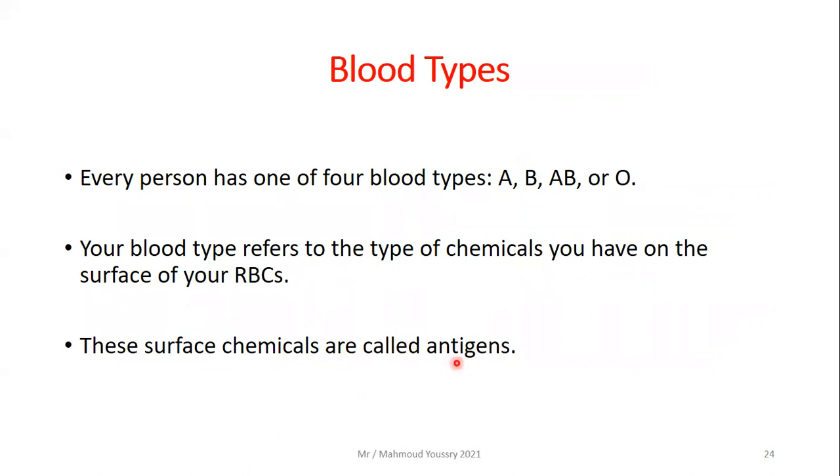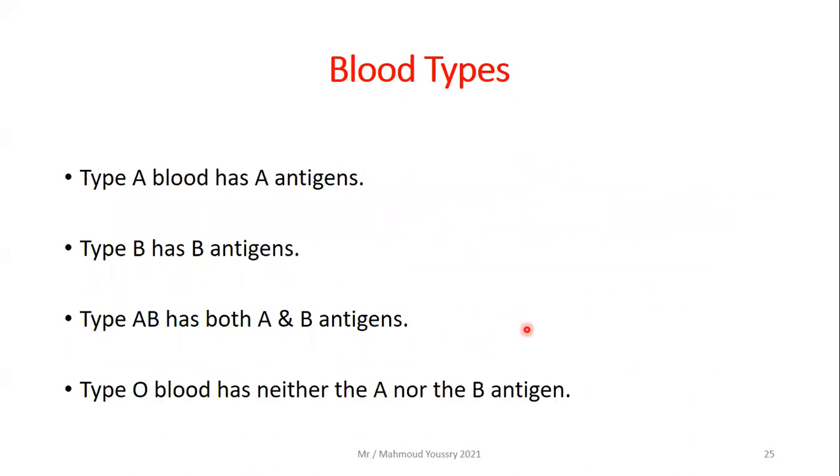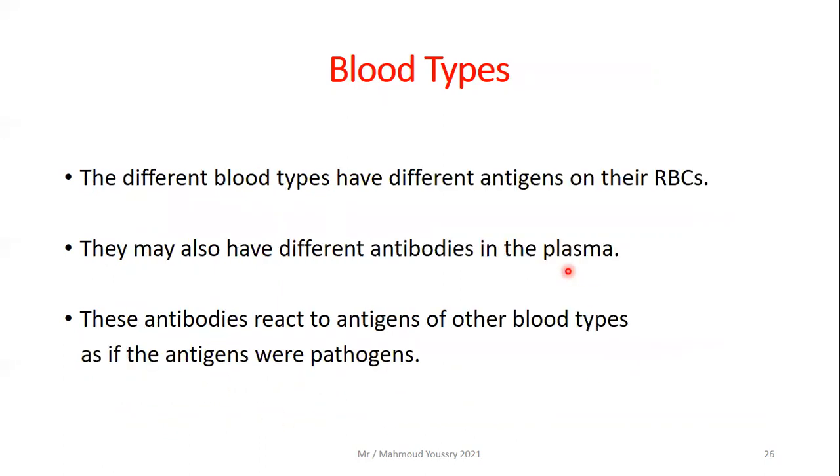These surface chemicals are called antigens. So what about them? Type A blood has A antigens, type B blood has B antigens, type AB blood has both A and B antigens, and type O blood has neither the A nor the B antigen. The different blood types have different antigens on their red blood cells. They may also have different antibodies in the plasma.